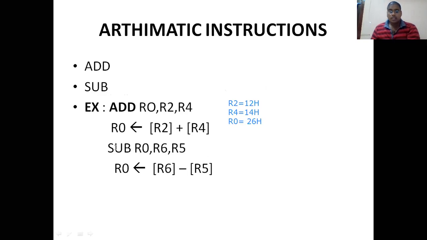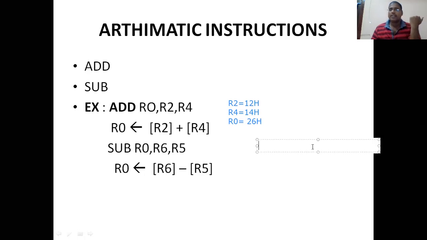SUB R0, R6, R5. Here also the same thing. We are going to subtract the value that is present in R5 from R6, and whatever the result we get, that particular result is going to be stored in the R0 register.